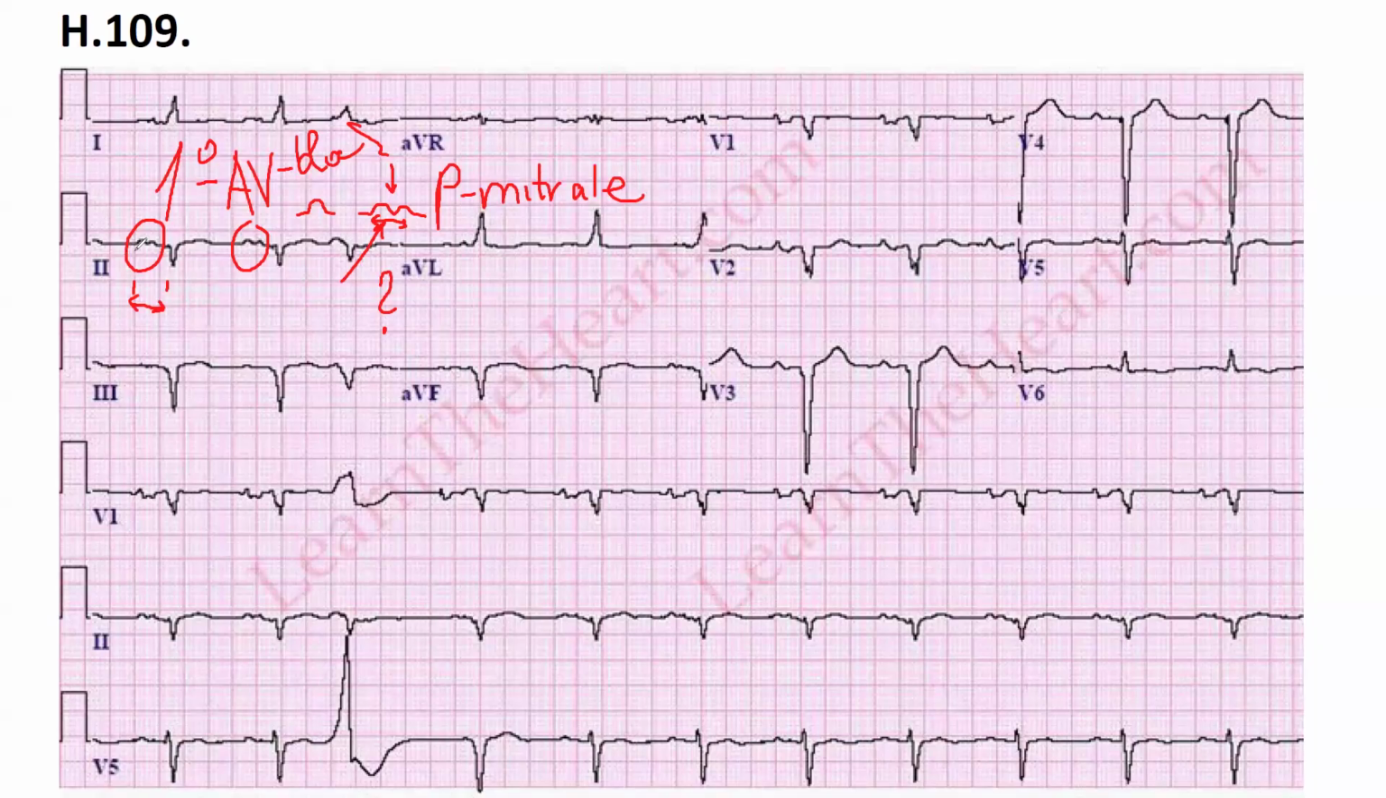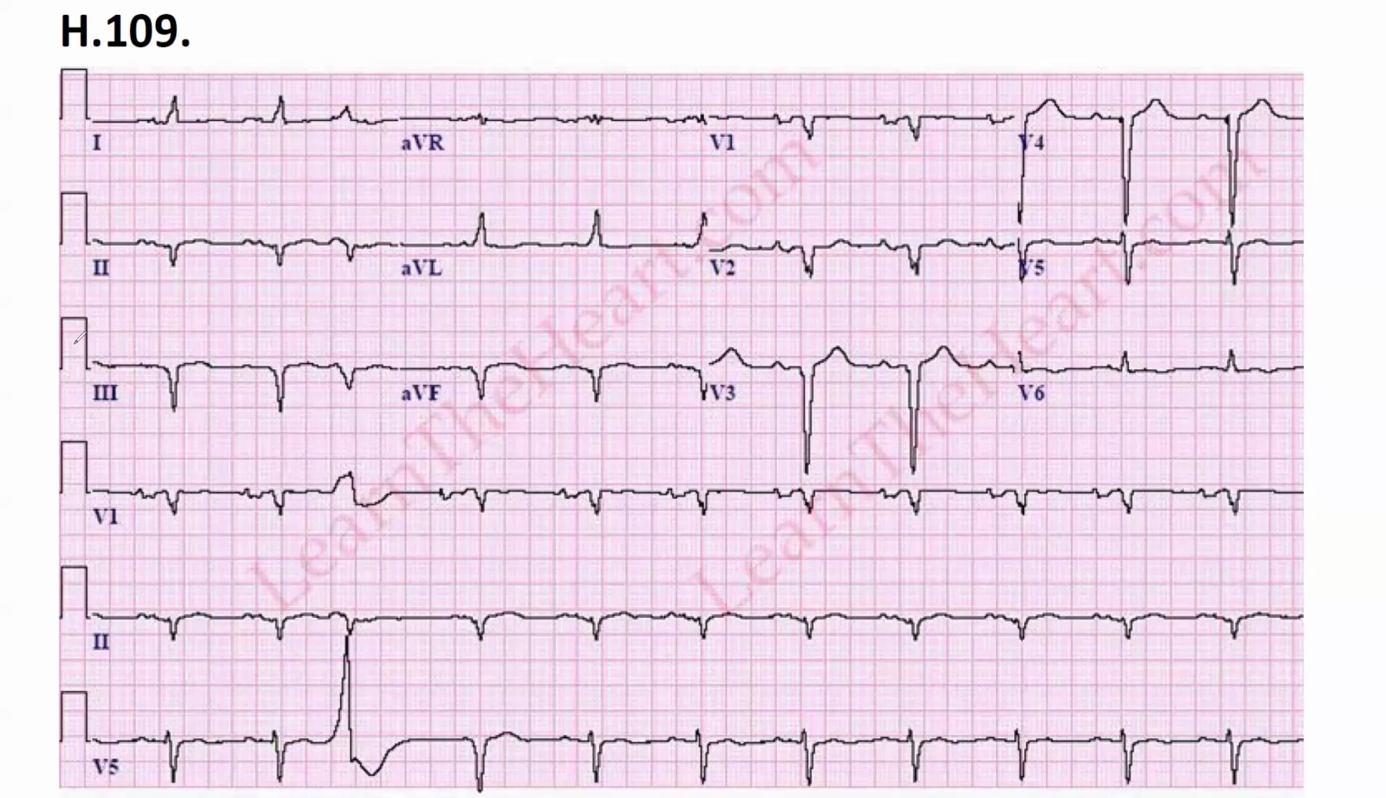So if the PR is longer, but every P is followed by a QRS, this is first degree AV block. Okay, let's continue. Now the next one is the QRS complex. First, you want to see whether the QRS complex is wide or not. They are wide. You can say that is more than 0.1 second. So this QRS complex is wide.